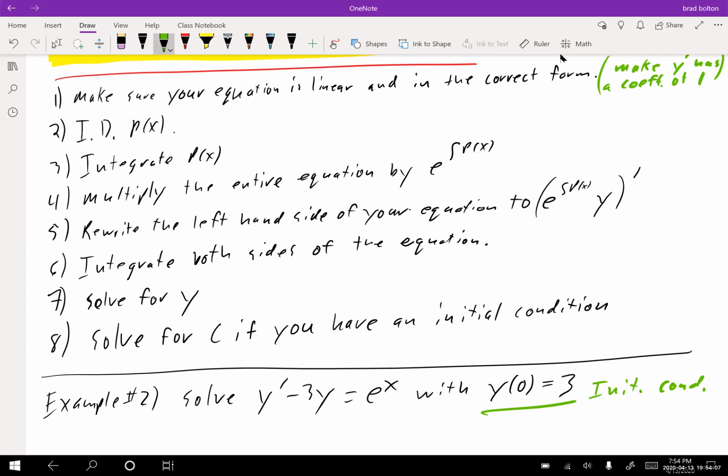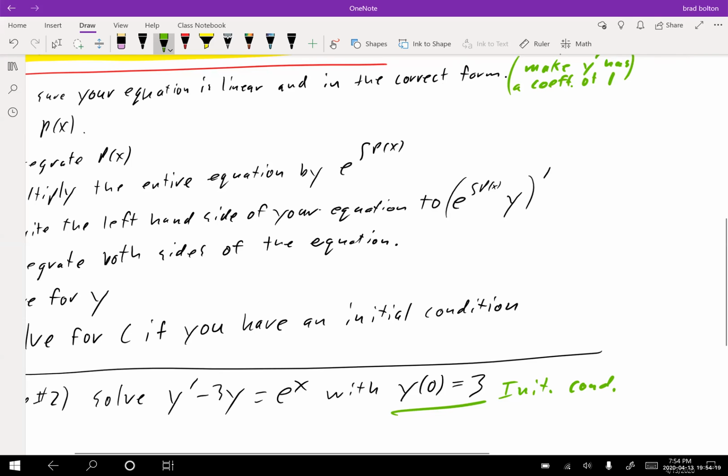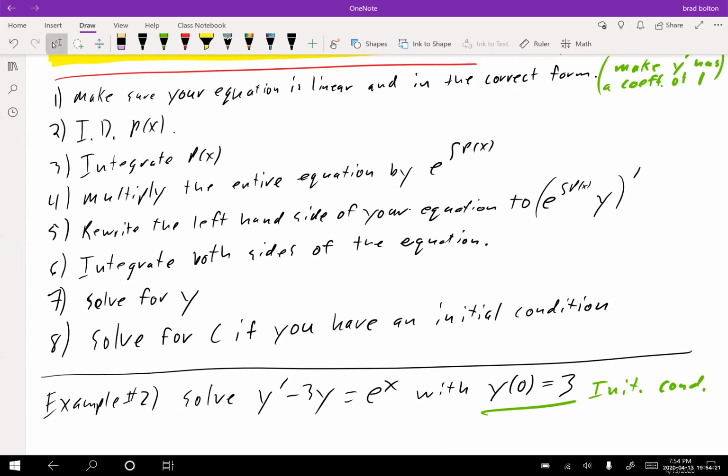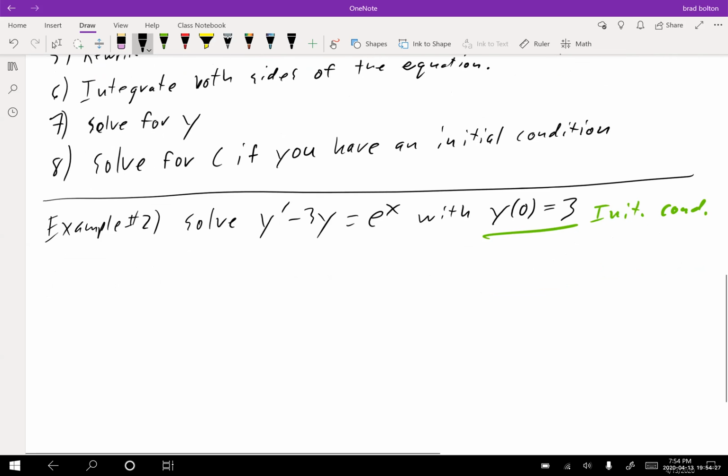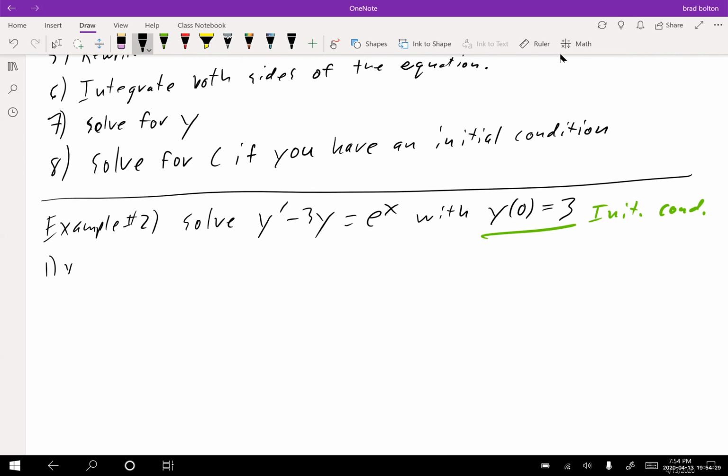Is it linear? Yes, it is. It's y prime minus some or plus some p of x times y is equal to some q of x. So it is in the right form for us, okay? Now you don't have to write this out when you're going through and doing it, but to practice, you might want to do it for the first few. So 1, yes, correct form.